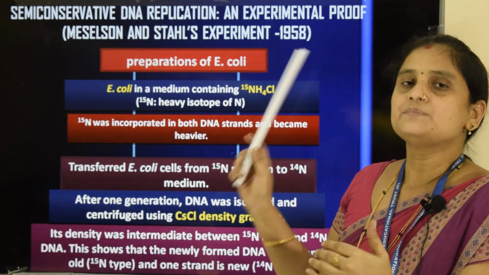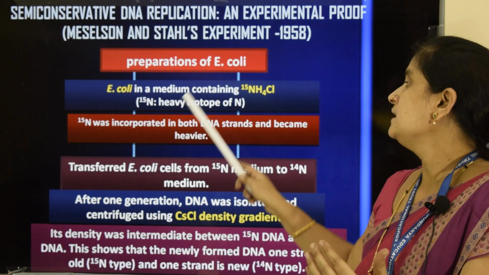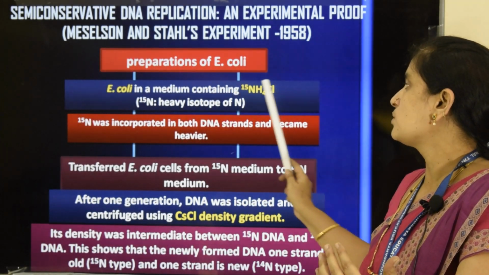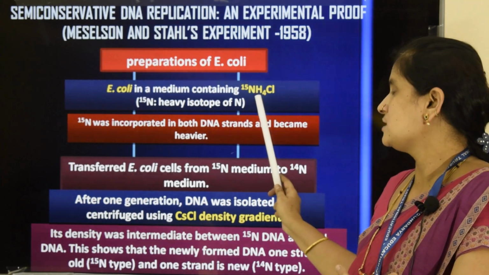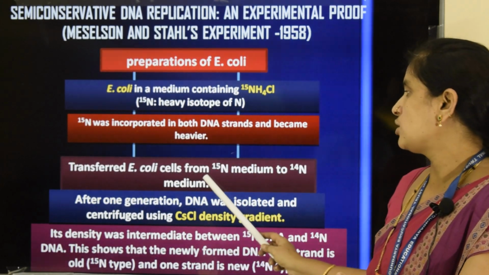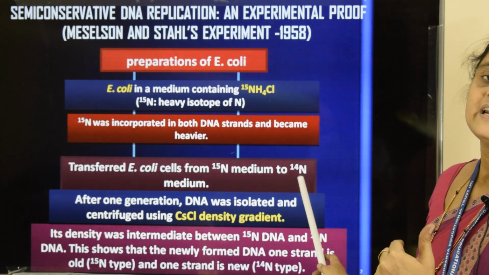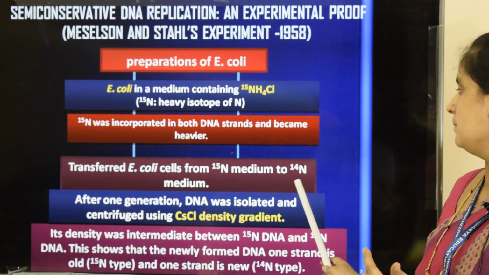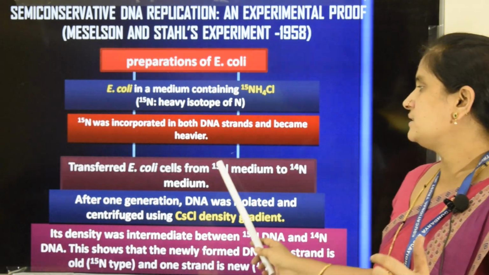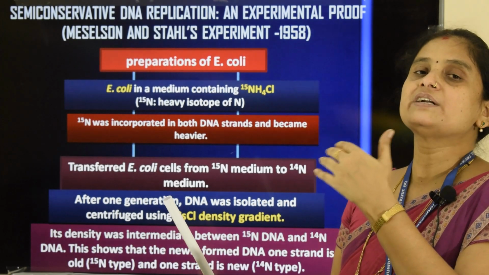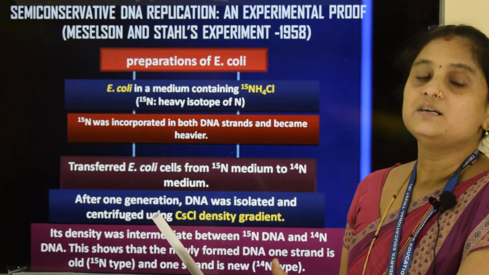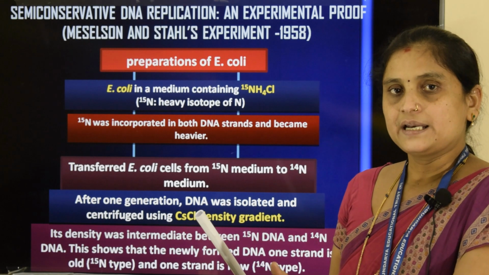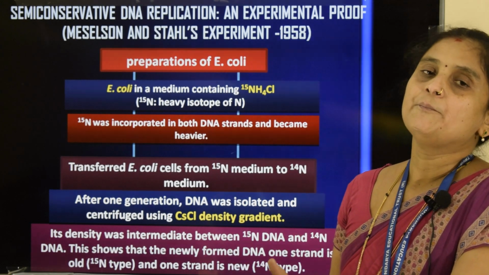Then after some time, after 1 hour or 2 hours, they transferred the E. coli bacteria, after growing in the ammonium chloride containing N15, into the medium containing N14, that is, ammonium chloride where the nitrogen is normal, N14. They grew them at different time intervals to show what percentage of the parental DNA is retained at every generation of the bacterial progeny.